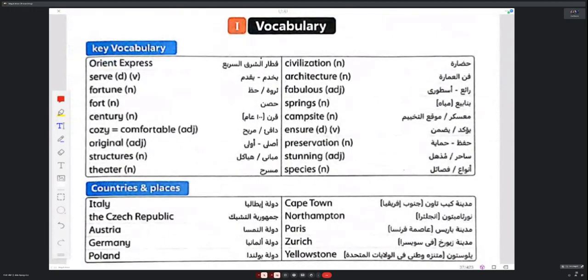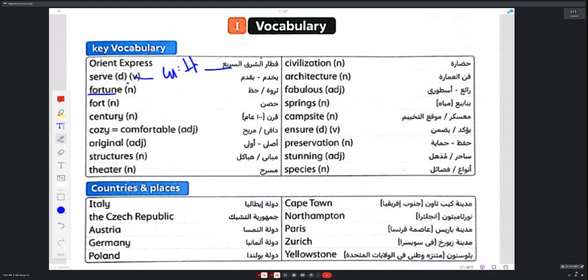Vocabulary. Your vocabulary. Orient. Express. Express meant a train, a very fast train. Orient Express. Serve something with something else. Serve food with salad, for example.